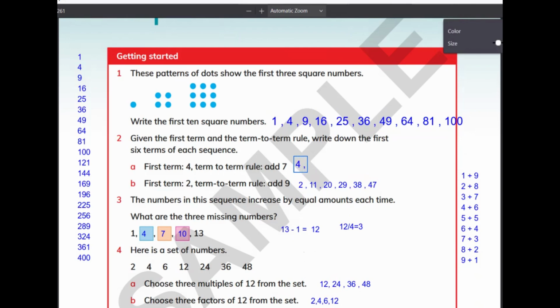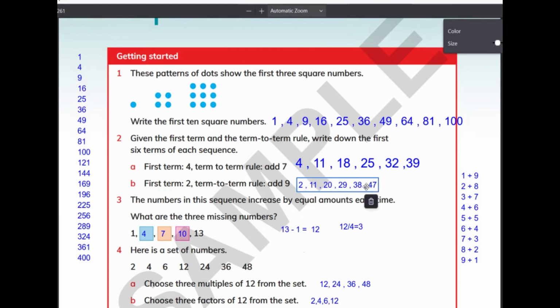And then after that, you keep adding to it. You know that 4 plus 7 equals 11. Then after 4, you go to 11. Now this is the second term. Now you go to the third term, you add another 7. It's going to give you 18. Then you go to the fourth term, you add another 7. That will be 25. Then it will be 32. Then it will be 39. Now you have 6 terms. 1, 2, 3, 4, 5, 6. Those are the first 6 terms.